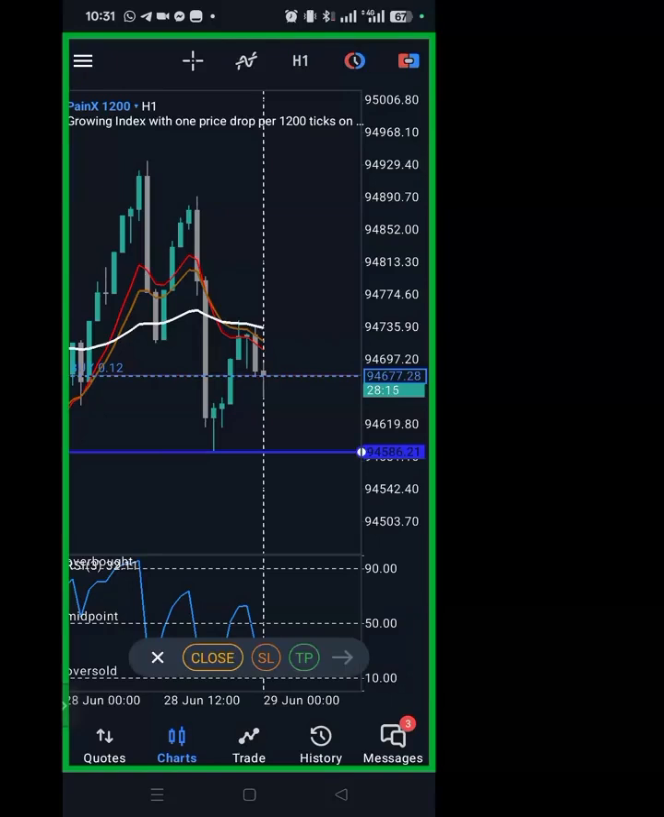Do you see below here, close, stop loss, and take profit showing? Do you see it? Yes, sir. So you click on the stop loss, right? I entered buy, I put the stop loss. Normally the stop loss is supposed to be below the support. You know, this blue line, I told you is the support. It's supposed to be below it.